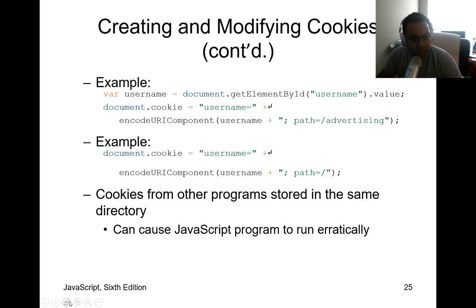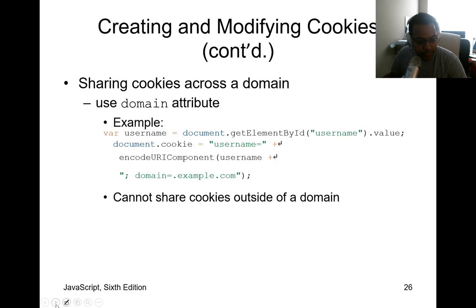Wait, I'm reading the wrong thing. Cookies from other programs stored in the same directory can cause JavaScript programs to run erratically. Never ran into that, but it's possible. Sharing cookies across a domain. You use a domain attribute to notify your web server that you need this cookie to be used across the domain which you are using.